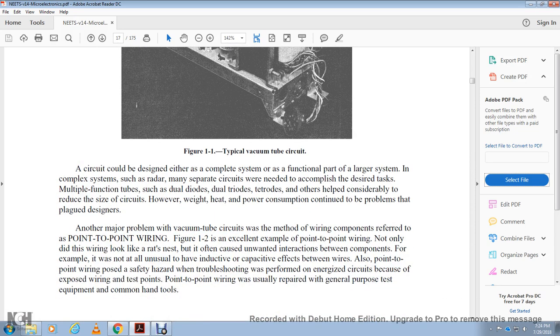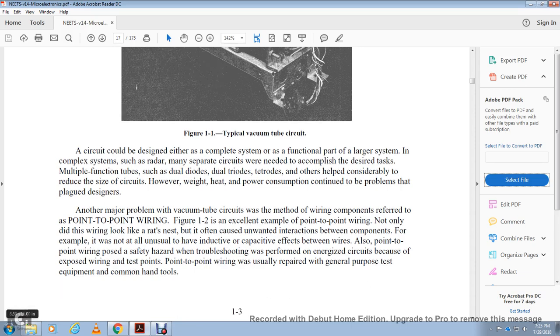Another major problem with the vacuum tube was the method of wiring components, referred to as point-to-point wiring. Figure 1-2 is an excellent example of point-to-point wiring. Not only did this wiring look like a rat's nest, but it often caused unwanted interactions between components, for example inductive and capacitive effects between the wires. The exposed wiring also posed a safety hazard when troubleshooting was performed on an energized circuit. Testing of point-to-point wiring was usually performed with general purpose equipment and common hand tools.